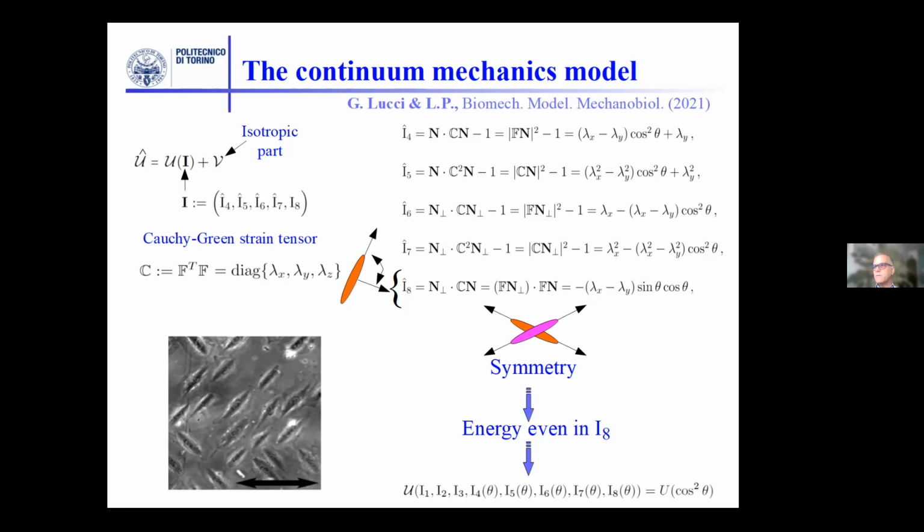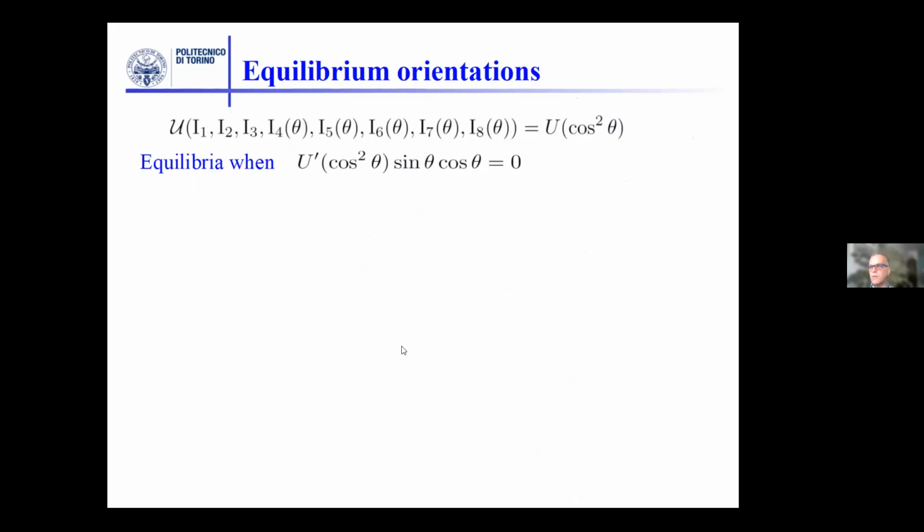And this already gives you an answer why, in that diagram, cosine square is very relevant. In fact, if you have a function of cosine square and you try to find equilibria, trivially, the equilibrium is given by the derivative of u times sine cosine.